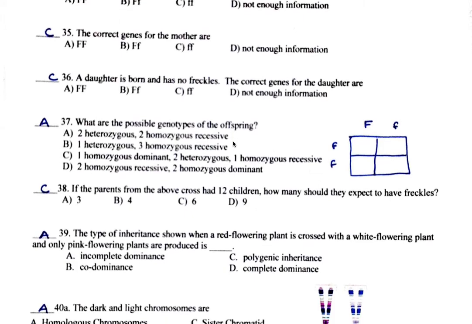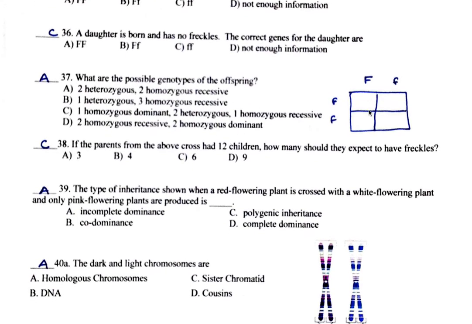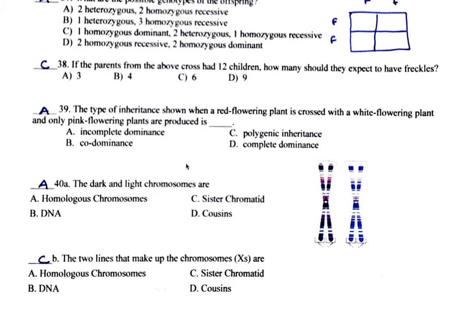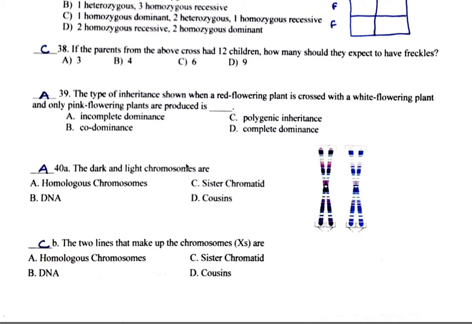So that's A. If the parent had 12 kids, how many should they expect to have freckles? Well, that's 50%. So 50% of 12 is 6. 39. The type of inheritance, so red and white together to make pink, is incomplete dominance.